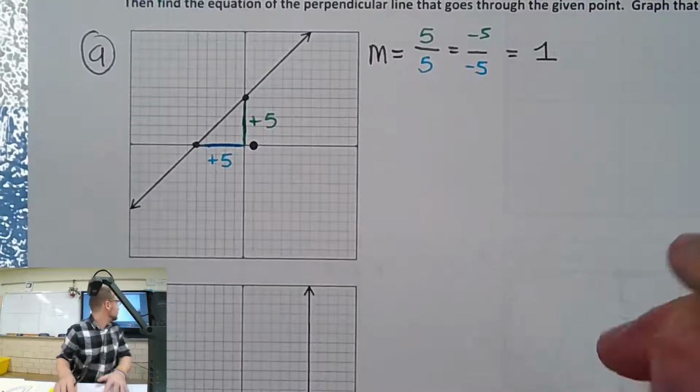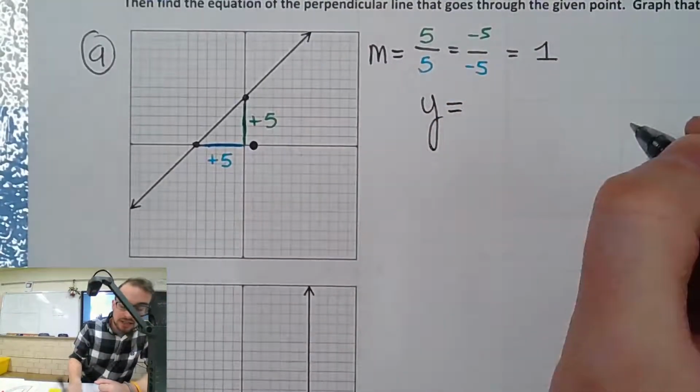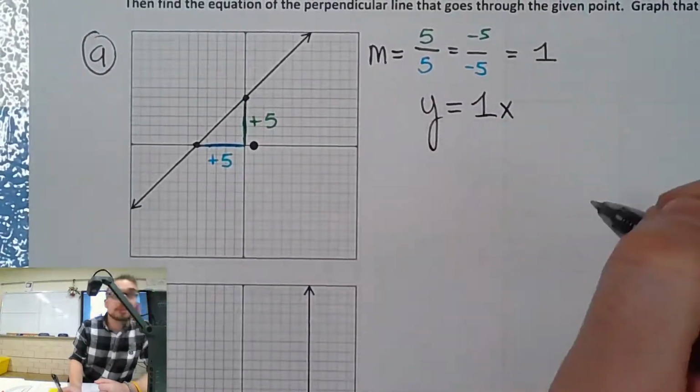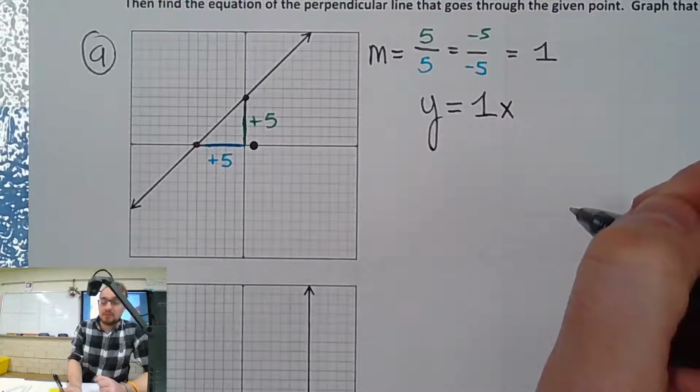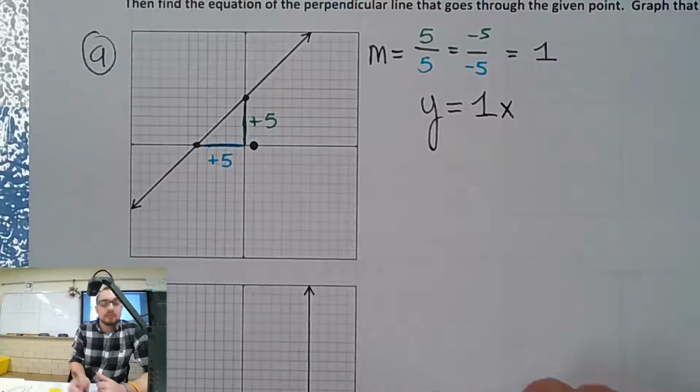So we have a slope of 1. Okay, cool. So we know the equation for that black line is going to be y equals 1x, or just x, right? And now we need to find the y-intercept. Well, where does this cross the y-axis? Where does it cross?